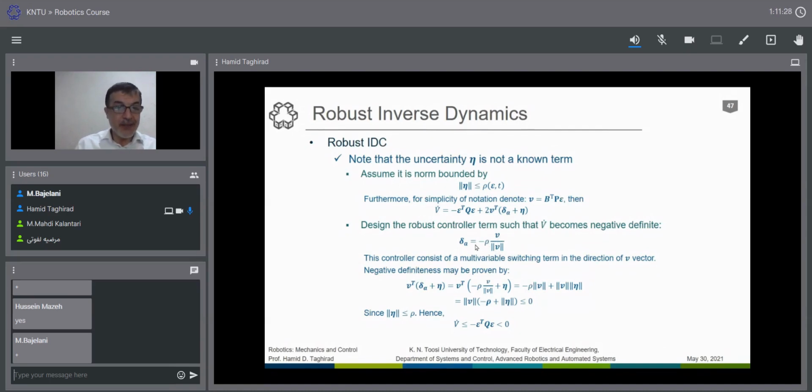Let me give you another example. This is the physical body here. Just consider a simple scalar case. So we have a high gain here. Rho is the maximum value of the uncertainty times a negative and positive case. I usually give this example for a robust controller in many classes.